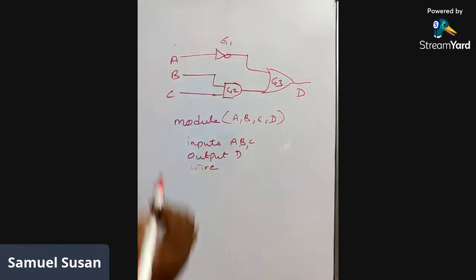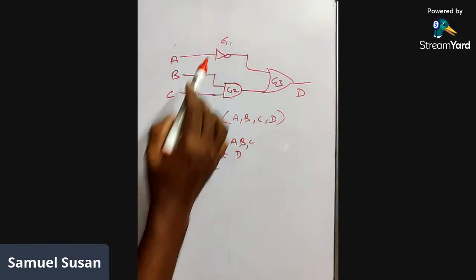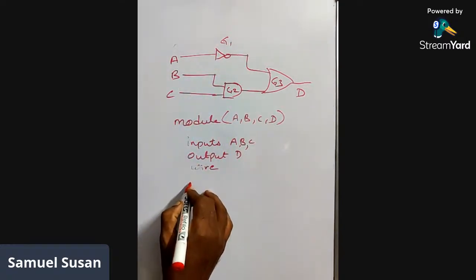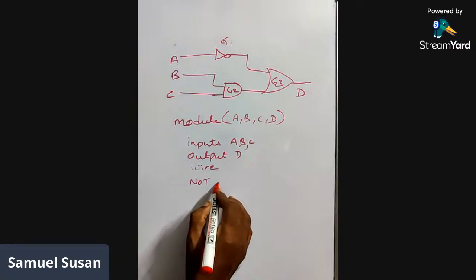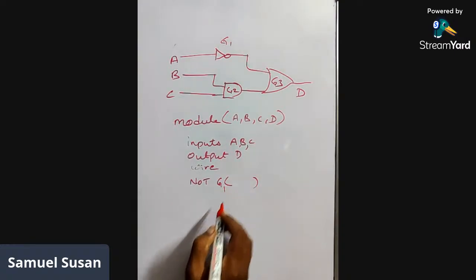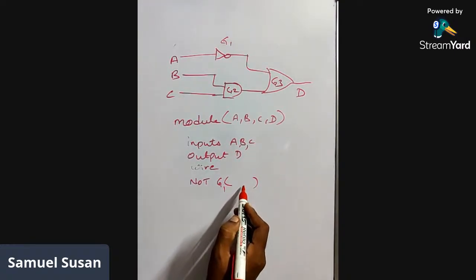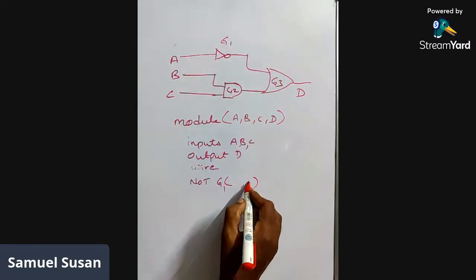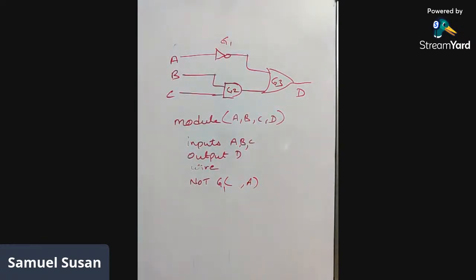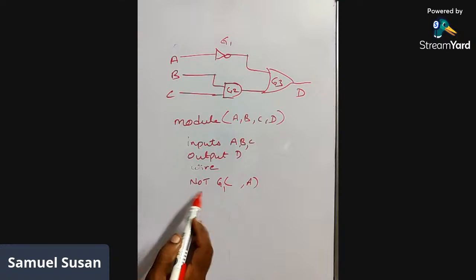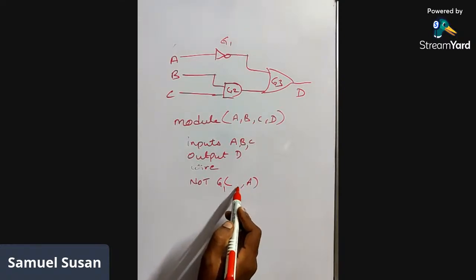Next, first of all, we go with the first gate. What is this gate? G1, that is a NOT gate. So first we write NOT gate G1. We write the output first, then the input. The NOT gate has only one input, that is A. There can be any number of inputs for other gates, but a NOT gate definitely has only one input. So A is the input, and what is the output?